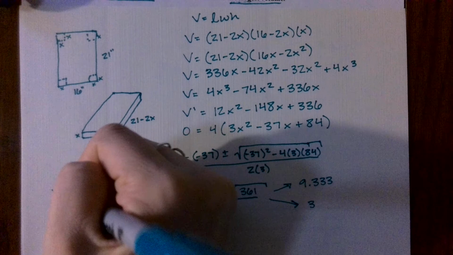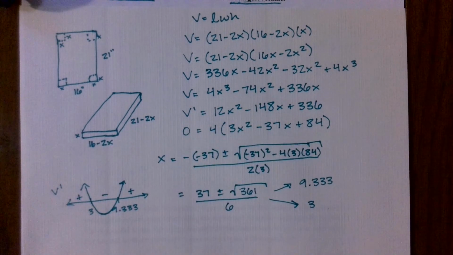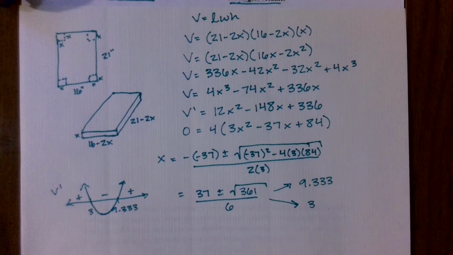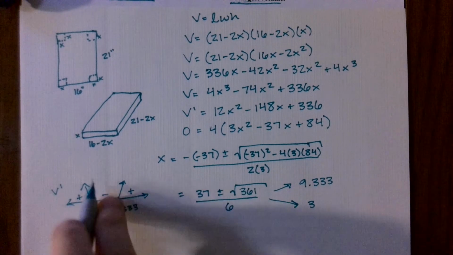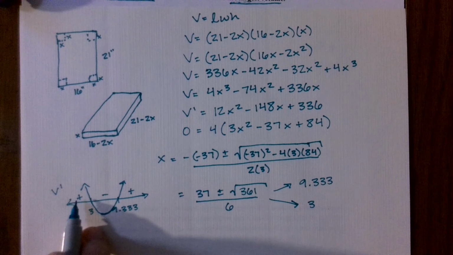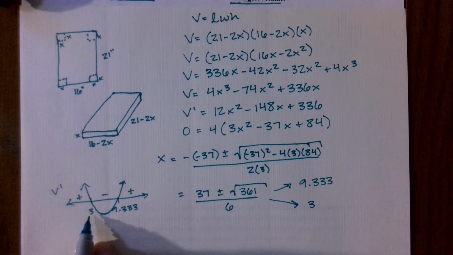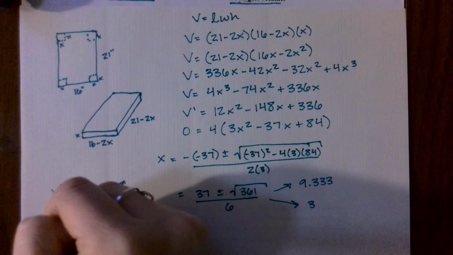So I know that V prime is positive, then negative in the middle, positive on the end. If I'm looking for the largest volume, or the x that would maximize volume, I'm looking for where my slope goes from positive to negative. I want that max, so my slope going from positive to negative. That means that my dimension of x equals 3 is going to be the max.